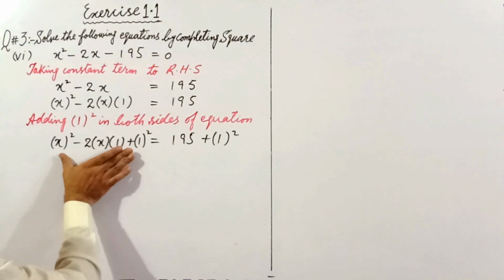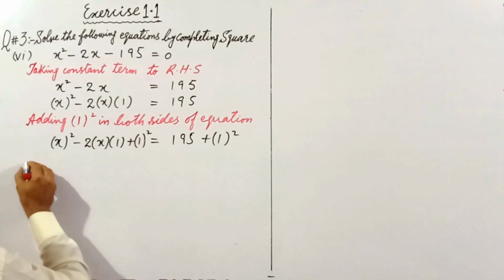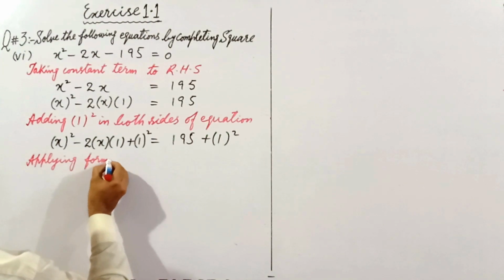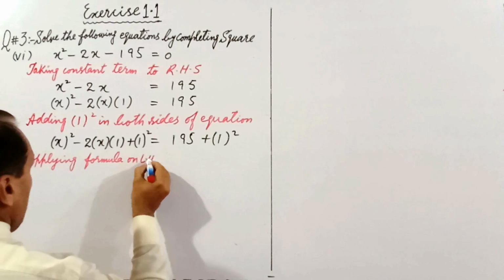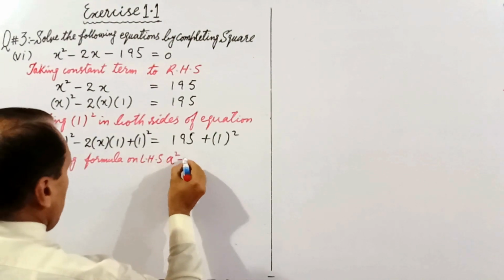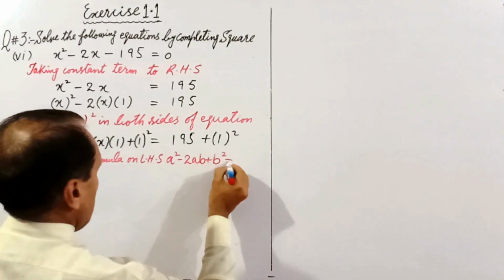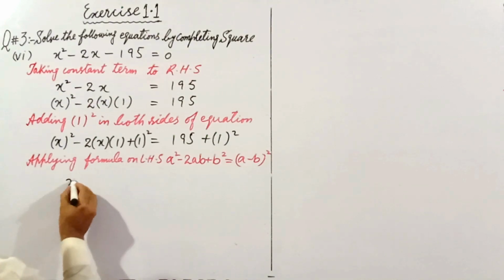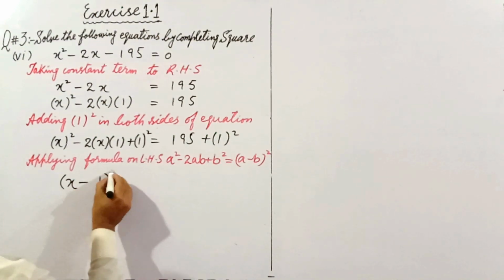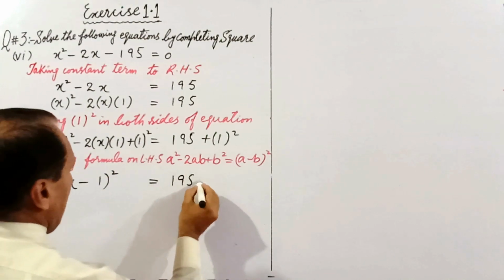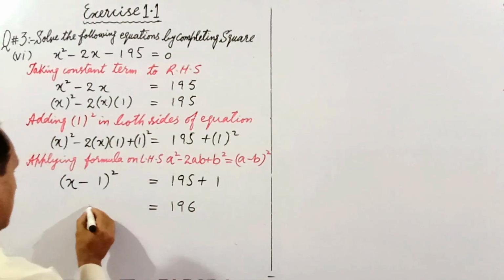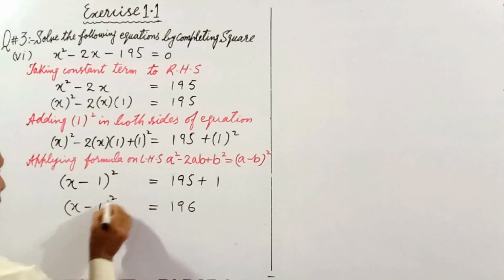By applying formula, the left hand side expression can be converted into a perfect square. So applying formula on left hand side, and that is a square minus 2ab plus b square is equal to a minus b whole square. We have x minus 1 whole square is equal to 195 plus 1. On the right hand side, we can add these numbers. We get 196. X minus 1 whole square we carry in the left hand side.